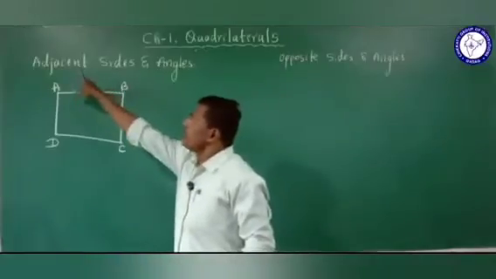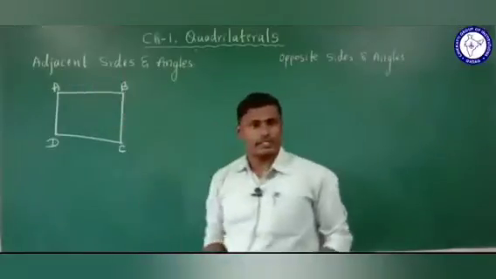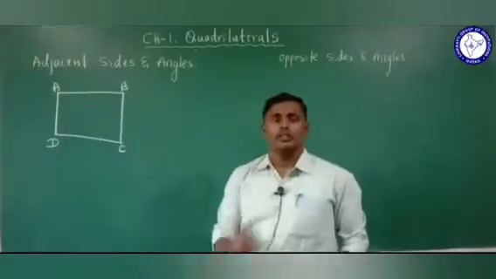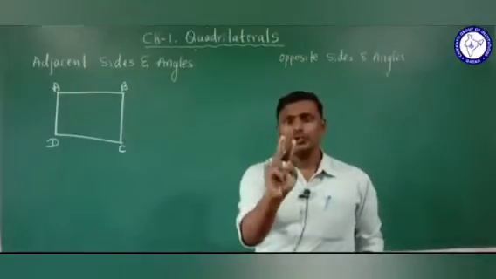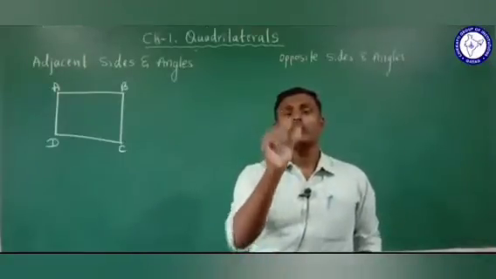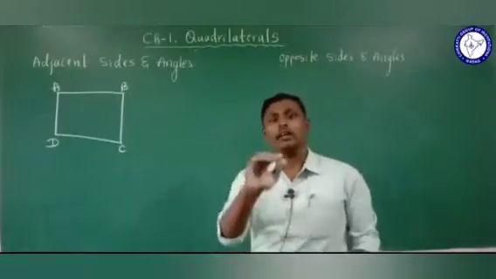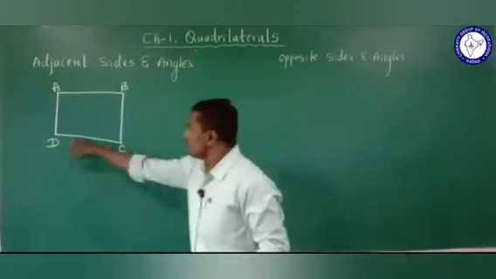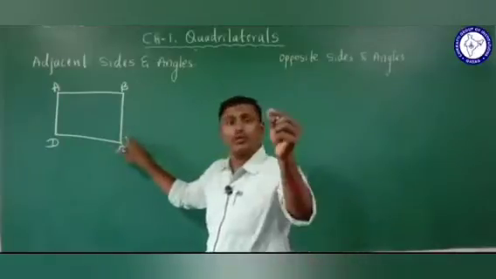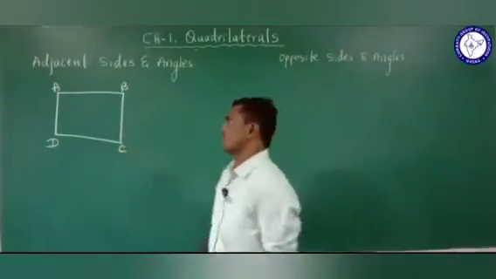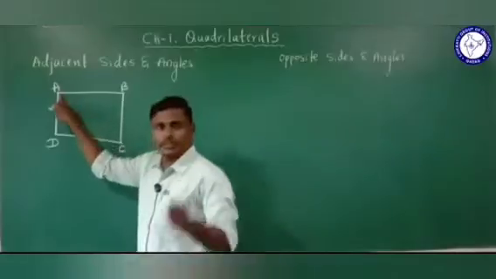We need to write the adjacent sides first. Adjacent sides means what? The two sides having one common angle, or it can also be defined as the two sides which have one common vertex. For example, just observe this one.